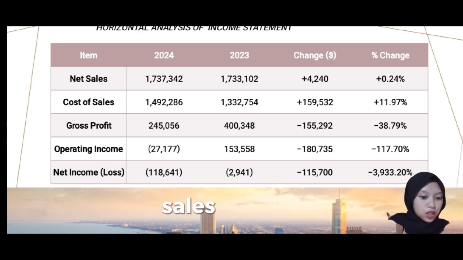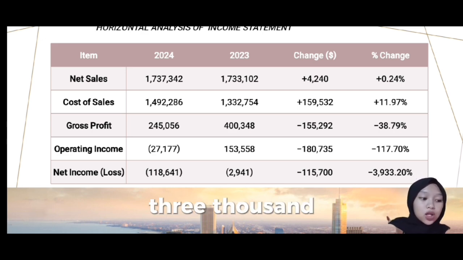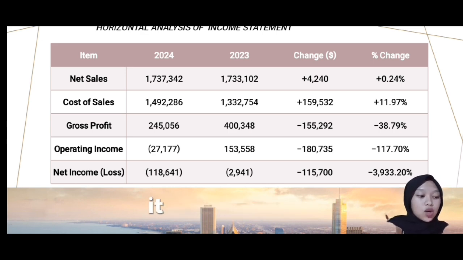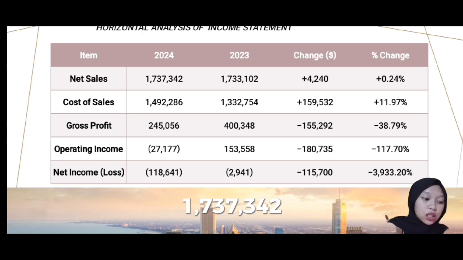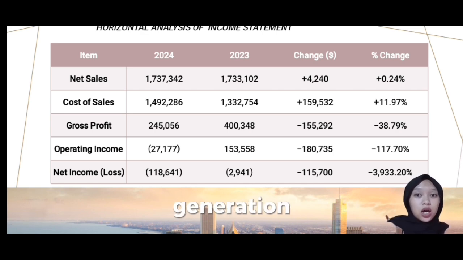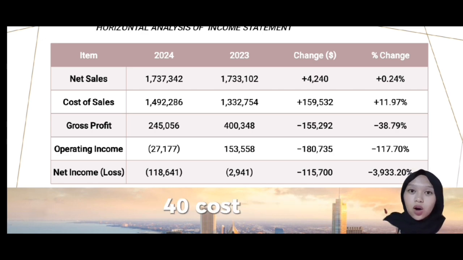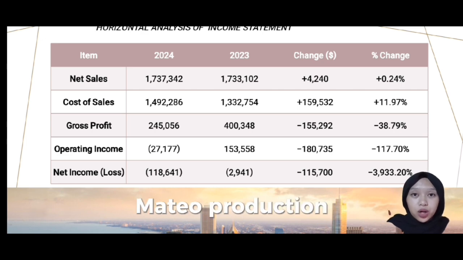First, on the net sales, we had 1,733,102 last year, 2023. It increased to 1,737,342. Sales have barely grown, showing stagnation in revenue generating capacity, kasi nag-increase lang siya ng 0.24%. For the cost of sales naman, 11.97%, a sharp increase likely due to rising material, production, or operational costs. This has severely impacted profitability.